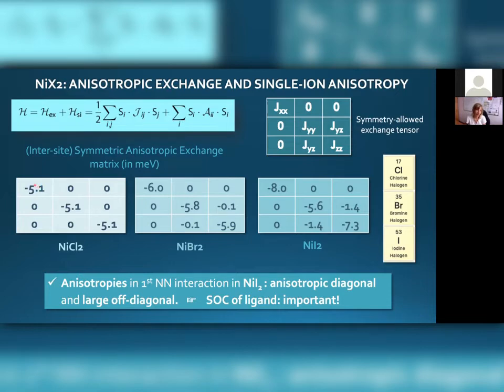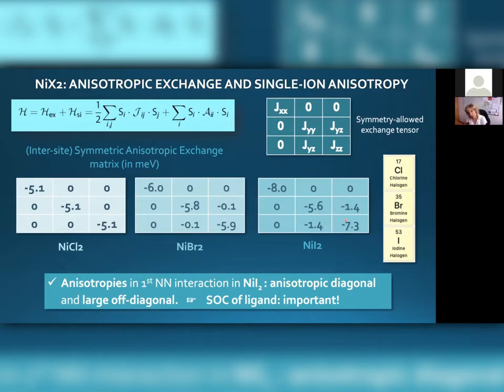So in nickel chloride, basically, you have your exchange coupling constant, which is basically xx equal to yy equal to zz, and there's basically no off-diagonal term. So this is a pure Heisenberg magnet, right? But if you start increasing spin-orbit coupling, then you expect that an anisotropic term will grow, and this is actually what you see. So nickel bromide is slightly heavier, and you start seeing off-diagonal terms. And off-diagonal terms are even stronger in nickel iodide.